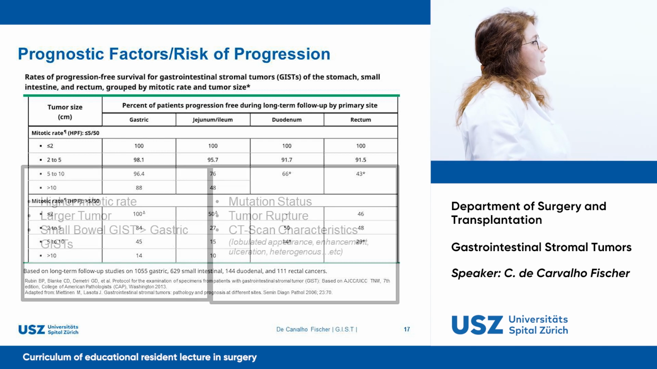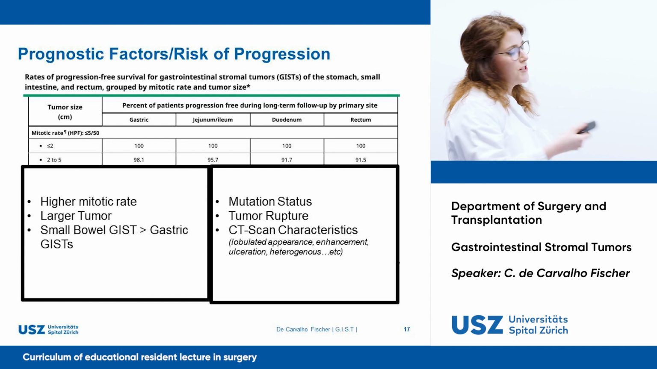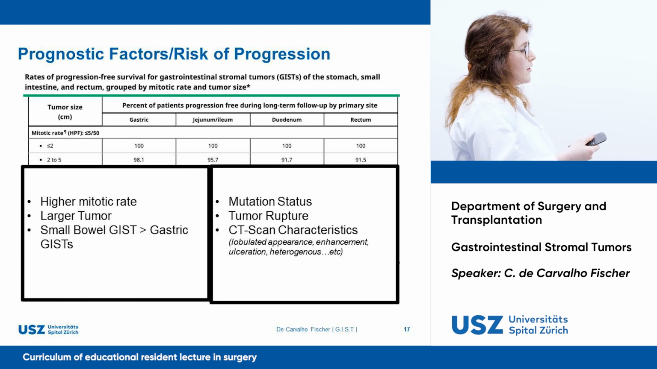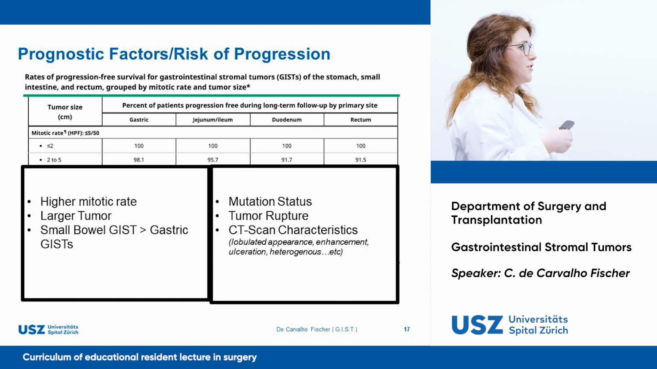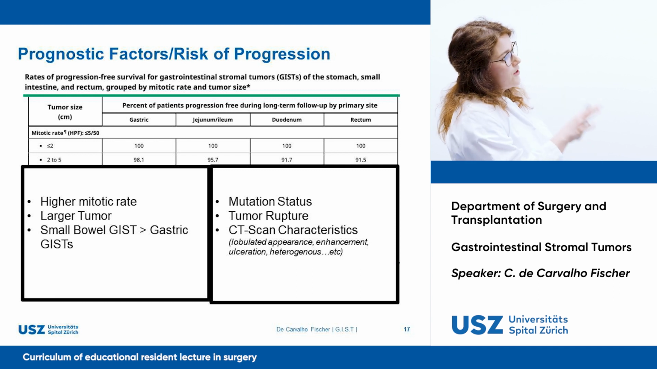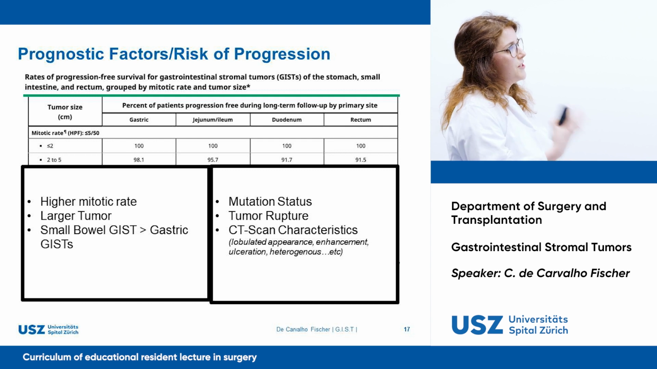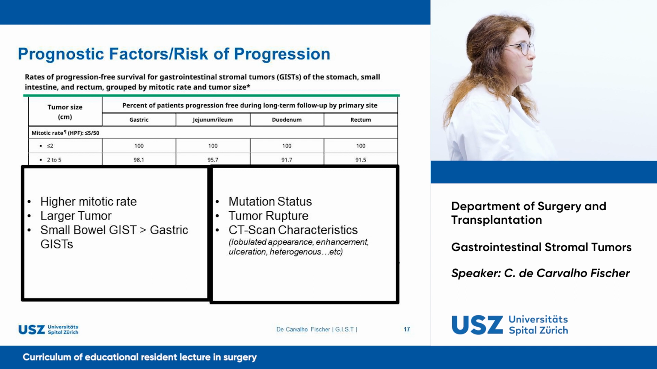And they found that there are a couple of features that suggest a less favorable prognosis. So if the tumor cells have a higher mitotic rate, if the tumor is large, and also they found that small bowel GISTs are more likely to have a less favorable prognosis than gastric GISTs. Later, other elements were also identified that suggest a less favorable outcome. So mutation status, whether the tumor ruptured intraoperatively, and certain CT scan characteristics have also been correlated with outcomes.